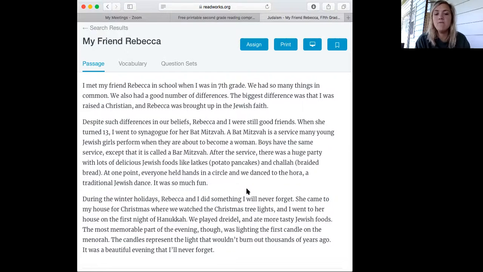At one point, everyone held hands in a circle, and we danced to the hora, a traditional Jewish dance. It was so much fun.